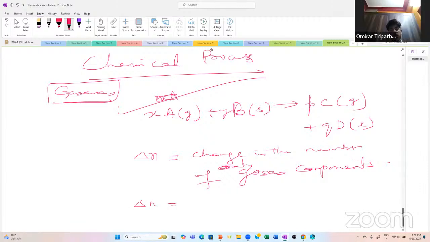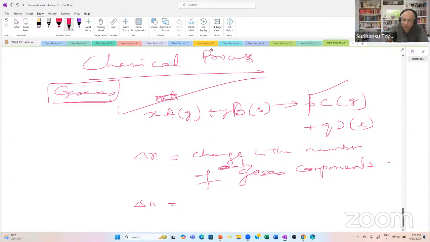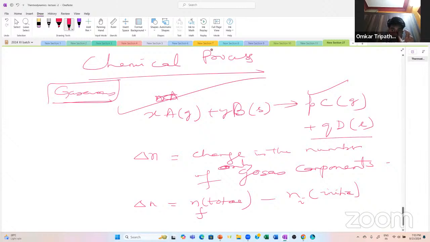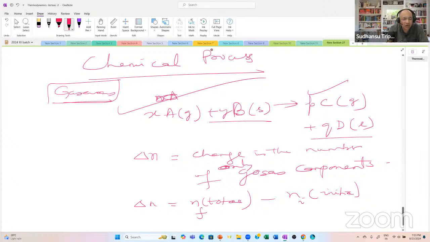P minus X? Plus Y minus P? No. Always change is the final number of moles minus the initial state. What was the number of gaseous moles in the final state? Gaseous, I repeat. The liquids and solids are to be disregarded. Their change in volume is negligible. So only you have to pick the gaseous component.